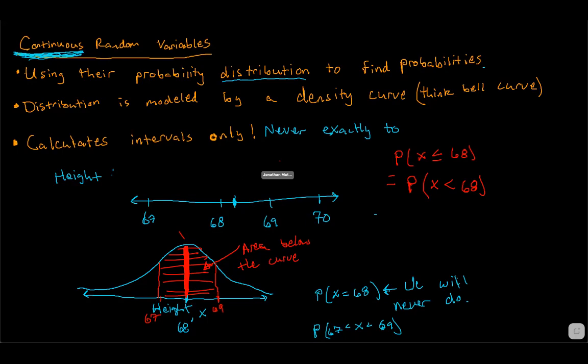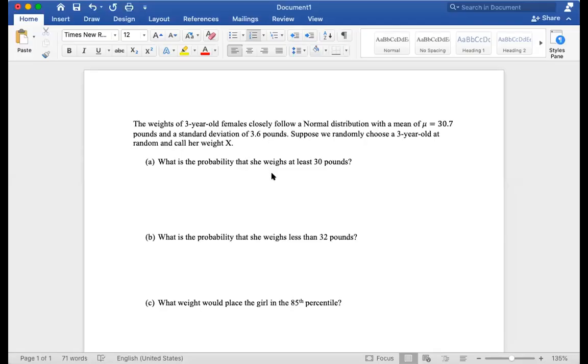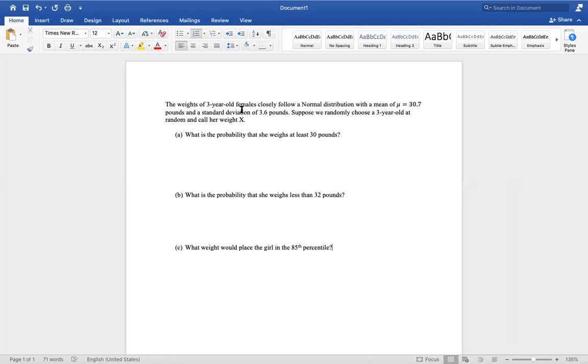Mostly going to be review, I think. So here's our situation. The weights of 3-year-old females closely follow a normal distribution with a mean of 30.7 pounds and a standard deviation of 3.6 pounds. Suppose we randomly choose a 3-year-old at random and call her weight x. So x is our random variable. It represents the weight of the child.